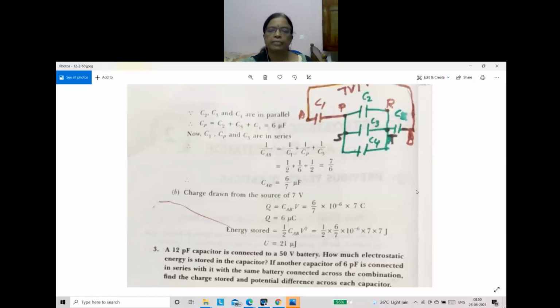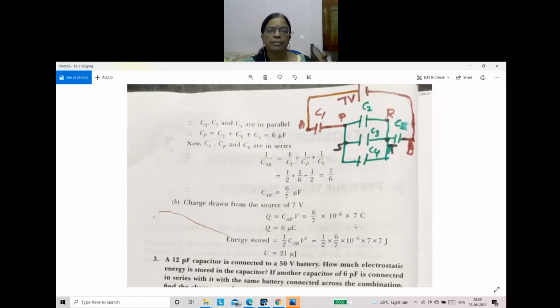CV is the formula used. Always write the unit, children. Microfarad here, coulomb for charge. Then energy stored, half CV squared is used. So joule, microjoule, we are getting the answer in microjoule. Okay. So this question is easy actually. Equivalent capacitance you have to find out, charge you have to find out.